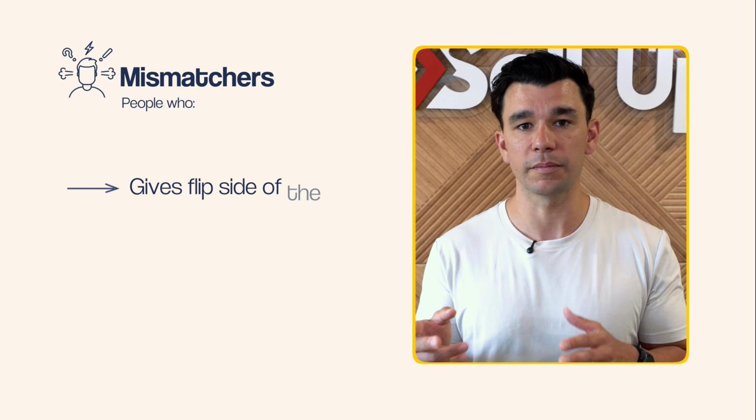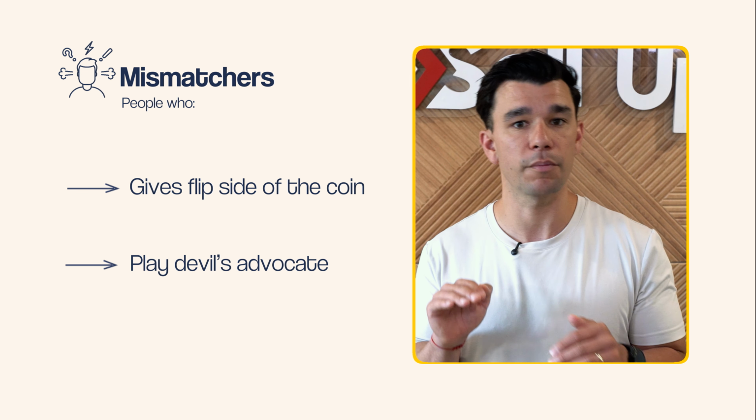Third, you have your mismatchers. These are the people who always give you the flip side of the coin. They play devil's advocate. They try to poke holes in your argument. For these people, you want to use reverse psychology and say, "This isn't something that you'd want, is it?" Because these people typically are going to give you the reverse role, typically an engineer or someone who's more technically driven.